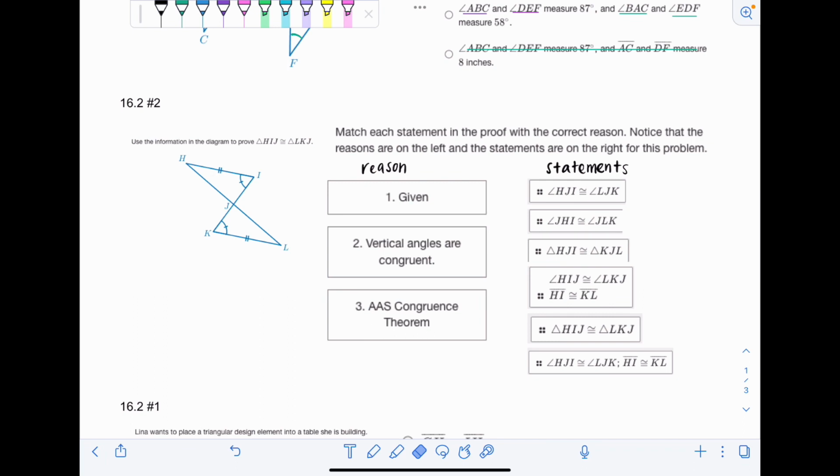16.2 number 2 is a proof, so use the information in the diagram to prove that triangle HIJ is congruent to triangle LKJ. Match each statement in the proof with the correct reason. Notice that the reasons are on the left and the statements are on the right.